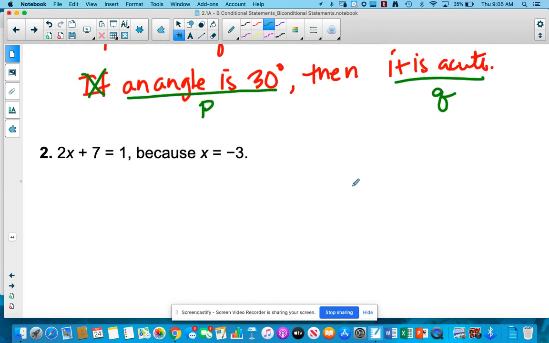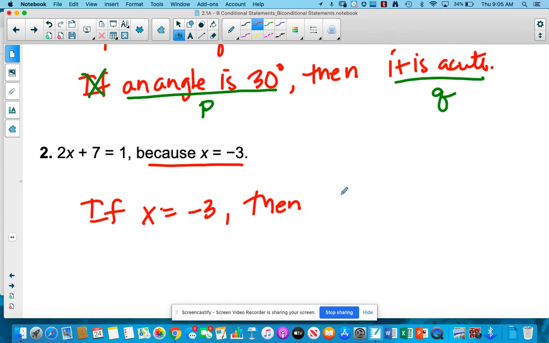All right, let's look at the second one. It says 2x plus 7 equals 1 because x equals -3. This one, they're flip-flopping on you. So your P, your hypothesis, is if x is -3, then 2x plus 7 equals 1. So if this is our hypothesis, then this is our conclusion.